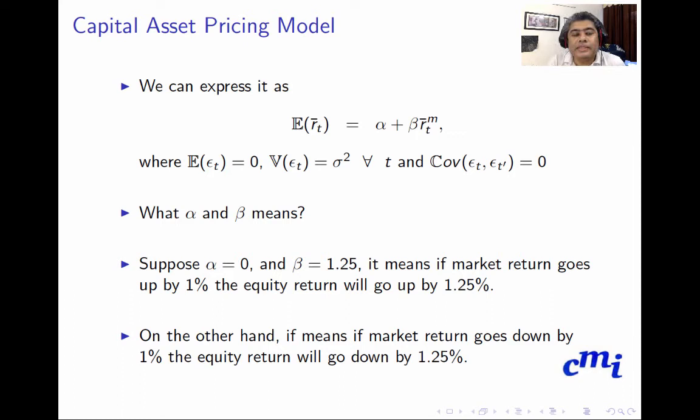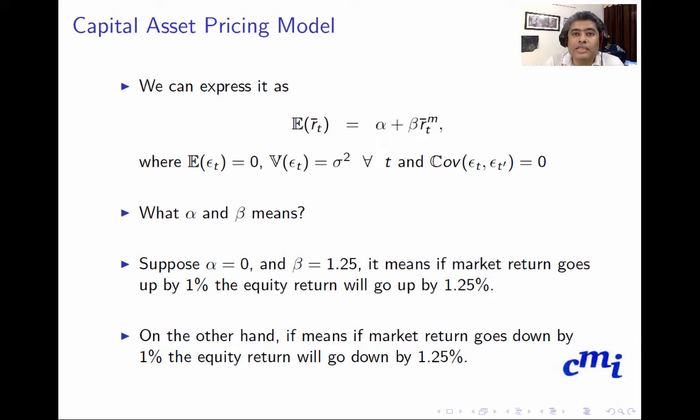Now we can express it as expected value of RT bar equal to alpha plus beta RTM bar, where expected value of epsilon T equal to 0, variance of epsilon T is sigma square, and covariance of epsilon T and epsilon T dash is 0. So that means mean zero, homoscedastic variance, and randomness. At least epsilon T and epsilon T dash are uncorrelated. Now, in this model, what alpha and beta mean: these alphas and betas have a very interesting interpretation.